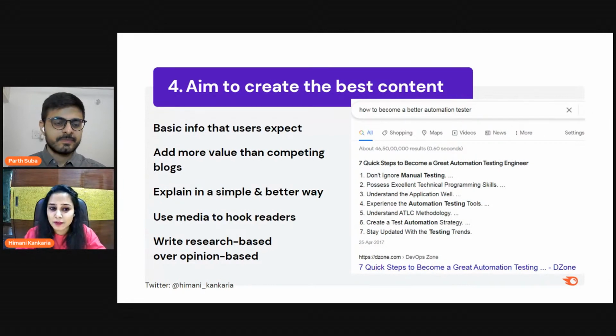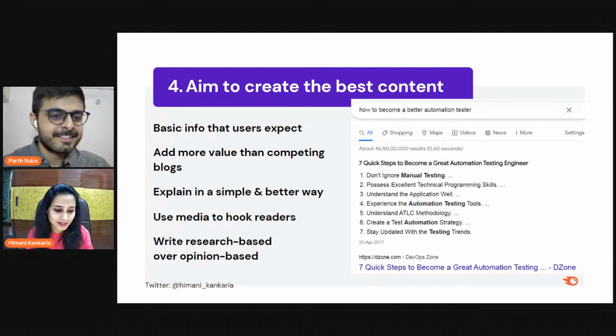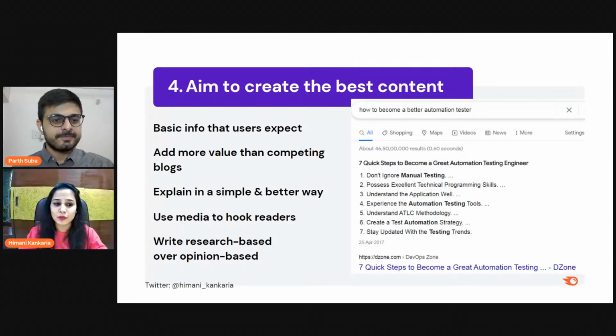You must add basic information that users expect. It is not something where the topic would change overnight, and you might have some different steps altogether to explain in the content. So please include basic information that users expect.